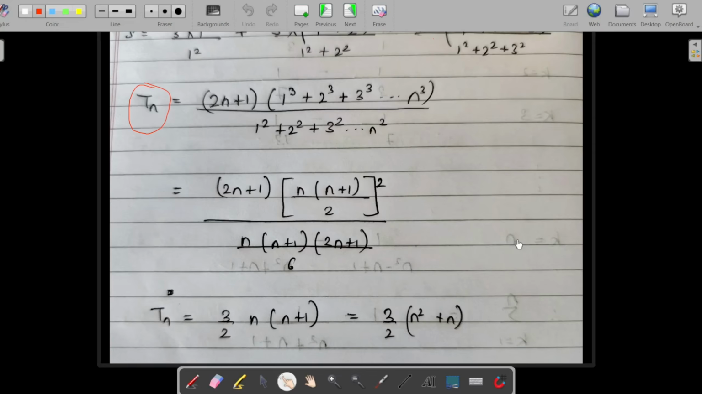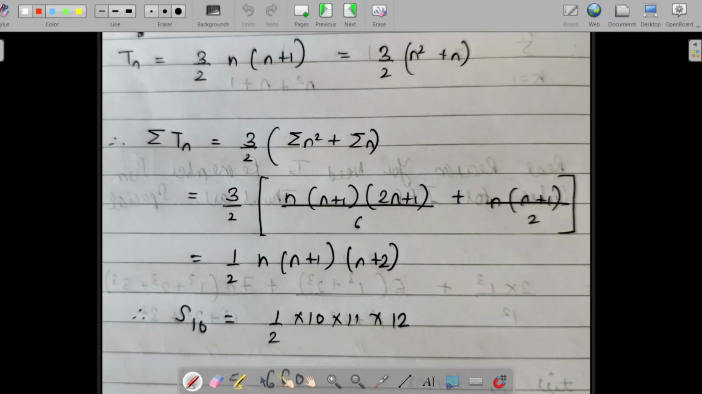So from here, simply paste the formula and you will see that easily things start getting cancelled. So finally, you will get 3n times n into n plus 1, which is 3 by 2 into n square plus n. And as I said, now we simply do its summation again using those same formulae. So this will be summation 3 by 2 n square plus summation 3 by 2 n. 3 by 2 summation of n square is n into n plus 1 into 2n plus 1 by 6. Summation of n is n into n plus 1 by 2, and then you simplify it using cross multiplication and all that, and you will get half into n into n plus 1 into n plus 2.